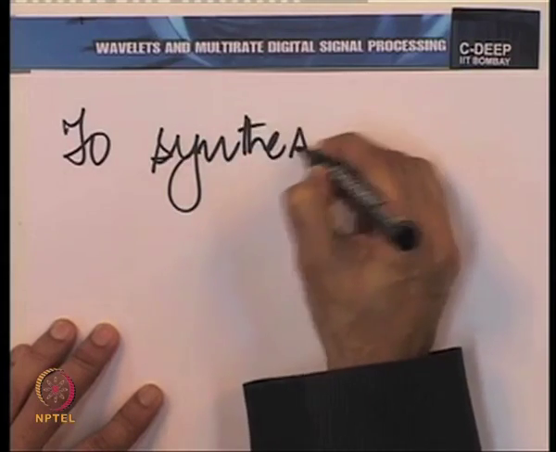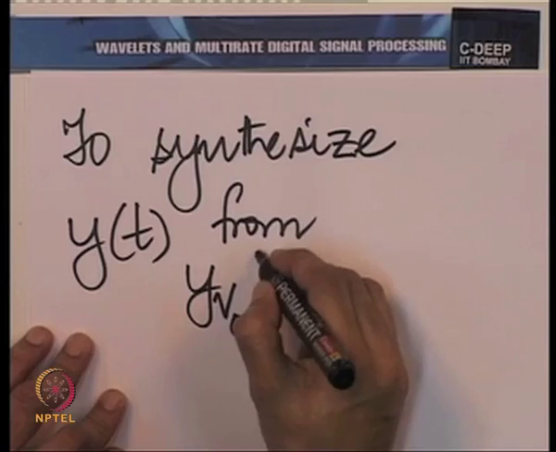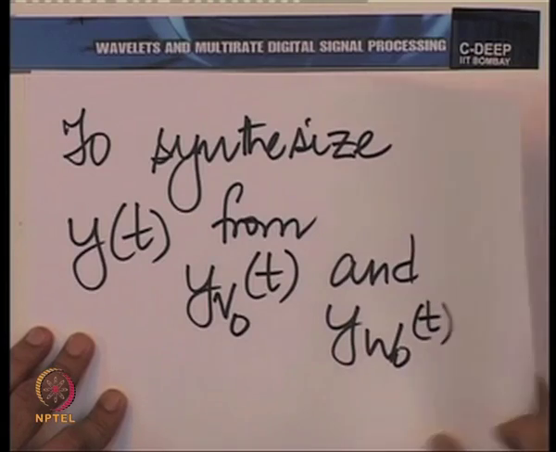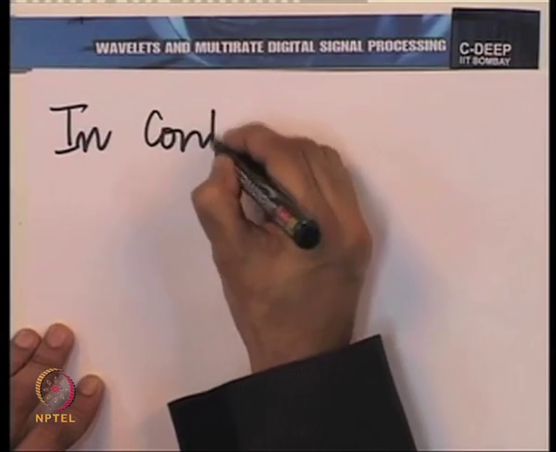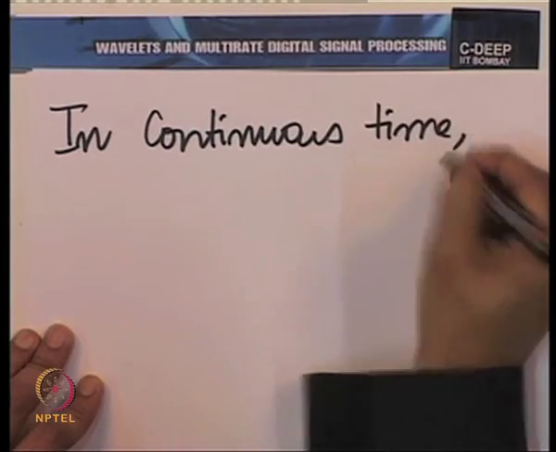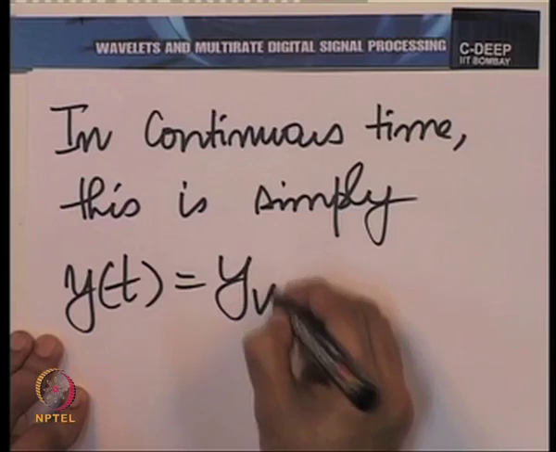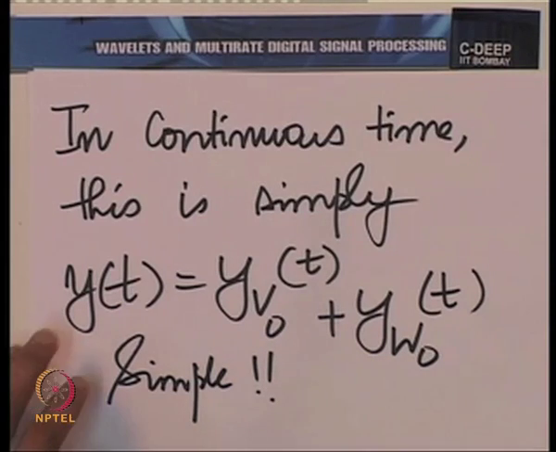So, essentially, if we wish to construct a synthesis filter bank or to synthesize y(t) from yv0(t) and yw0(t), actually in time it is very easy, in continuous time it is very easy. In continuous time, this is simply y(t) is yv0(t) plus yw0(t), simple. So simple, you just add them, but that is in continuous time.